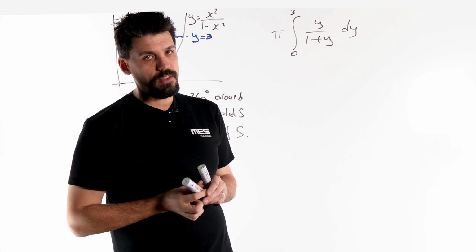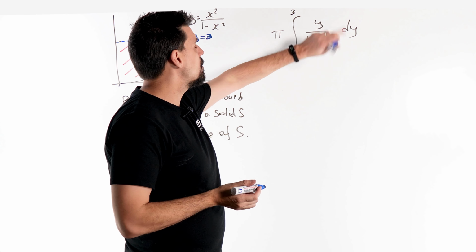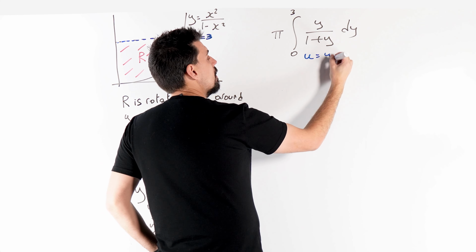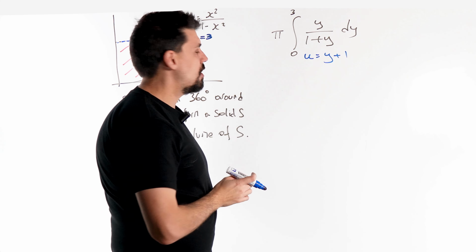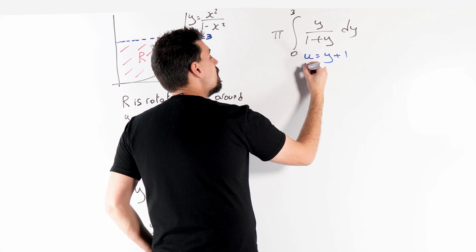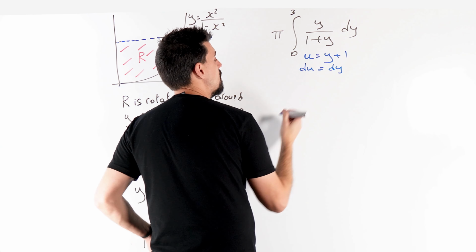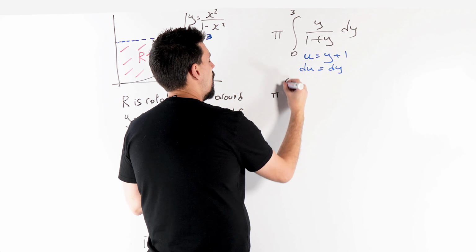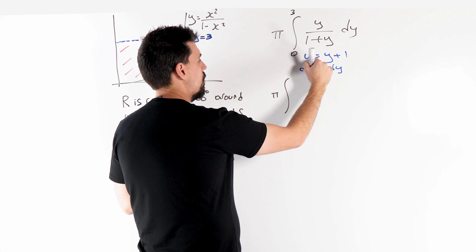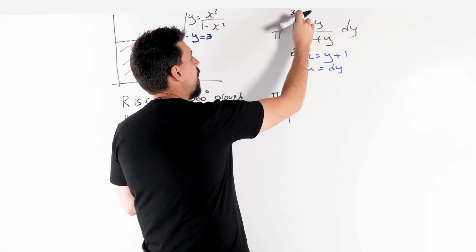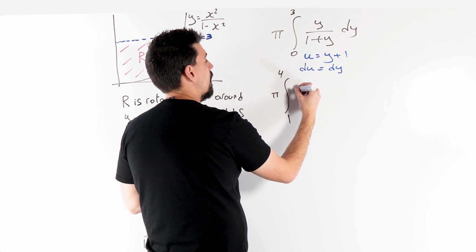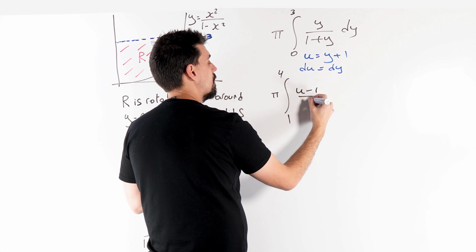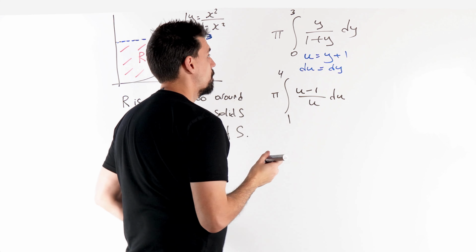Now, a couple of ways to do this. We could add and subtract 1 on the top, but I'm going to be a little bit cheeky about this. I'm going to make the substitution u equals y plus 1. du is just dy, so that's nice. So we end up with pi. Now, if y is 0, u is 1. If y is 3, u is 4. y becomes u minus 1 if you rearrange this, over u du.